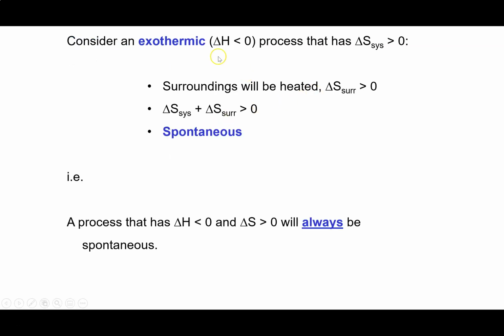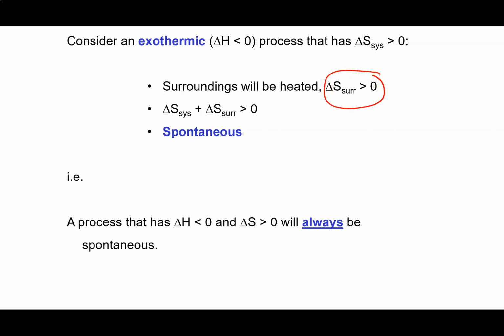So if we consider an exothermic process, that is one that has delta H less than 0 but also has delta S greater than 0, what do we know about the system? Well, we know that the surroundings will be heated because our chemical reaction or physical process is releasing heat into the surroundings. As we're heating up the surroundings, it's not surprising that the entropy of the surroundings will increase.